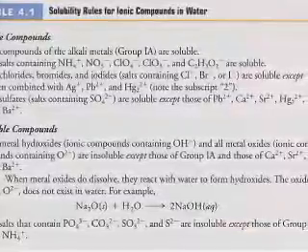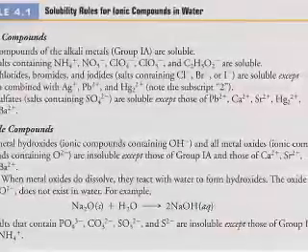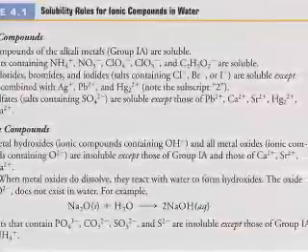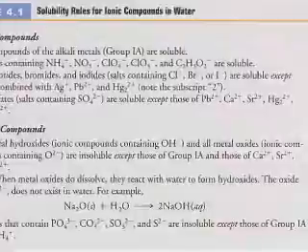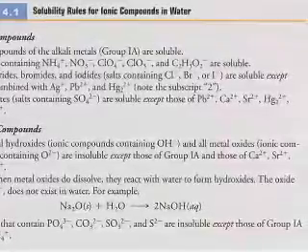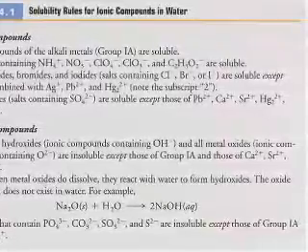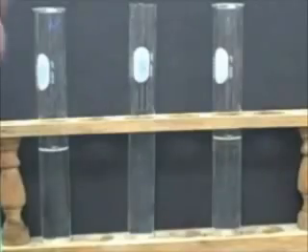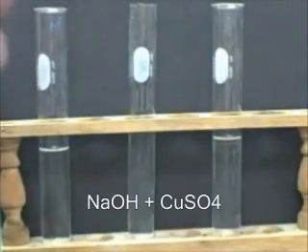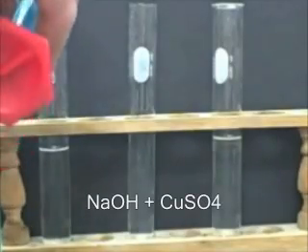So we talk a lot about solubility and precipitation reactions, and we're going to show you some of the precipitation reactions. You can have the rules nearby and look at them. We start off with 3 vials of sodium hydroxide. To the first one we add copper sulfate.